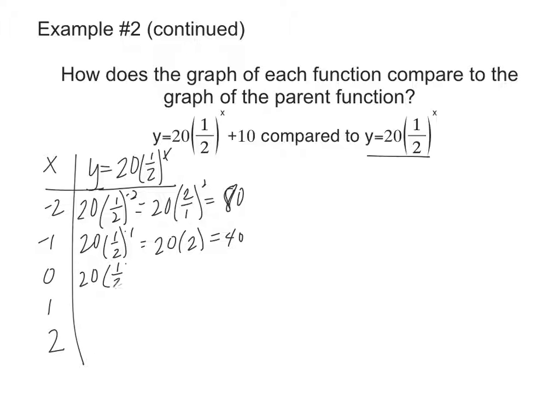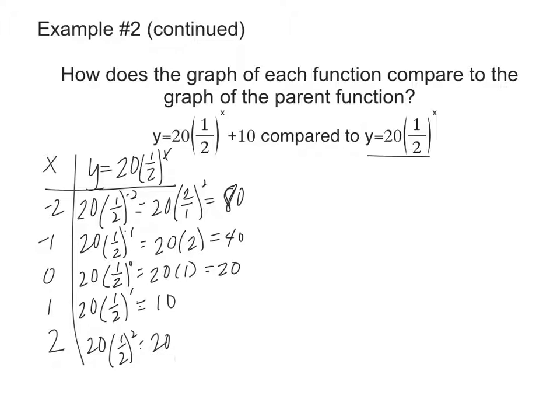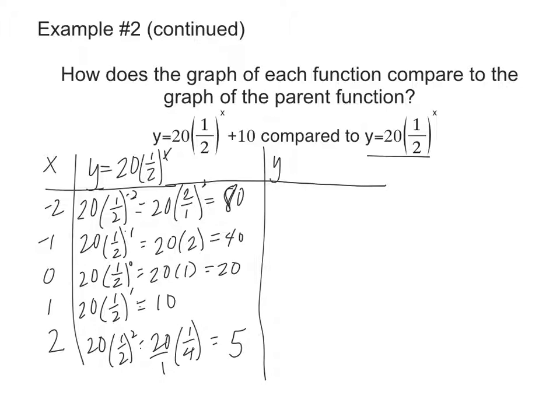20 times 1/2 to the 0 is really 20 times 1, which is 20. 20 times 1/2 to the first is really 20 times 1/2, which is 10. And then 20 times 1/2 squared is really 20 times 1/4. So that's really 20 over 1 times 1/4. It's going to give you 5. Okay, and then we need to compare that to the next one, which is y equals 20 times 1/2 to the x plus 10. So in other words, all it does is add 10. So it's going to be 90, 50, 30, 20, and 15.